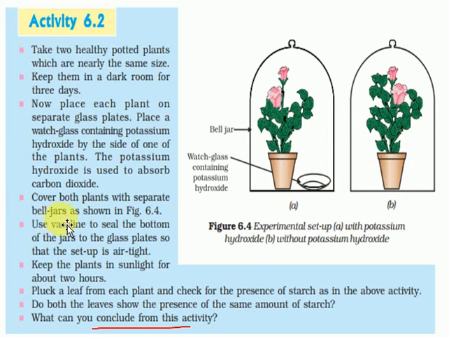Cover both plants with separate bell jars as shown. Use Vaseline to seal the bottom of the jar to the glass plate so that the setup is airtight, so that air cannot enter it. We have sealed it from these sides so that air does not enter. Now keep the plants in sunlight for 2 hours. Pluck a leaf from each plant and check for the presence of starch in the above activity.